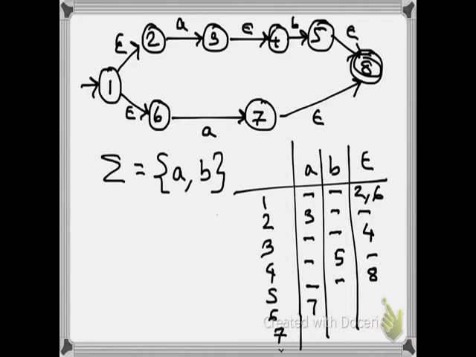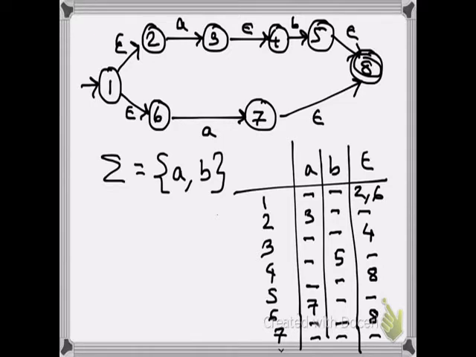6 on A goes to 7. 6 has no transition on B, and 6 does not have any epsilon transition. And 7 has no transition on A, no transition on B, and on epsilon it goes to 8. And 8 doesn't go anywhere else, and we have our transition table as you can see out here.